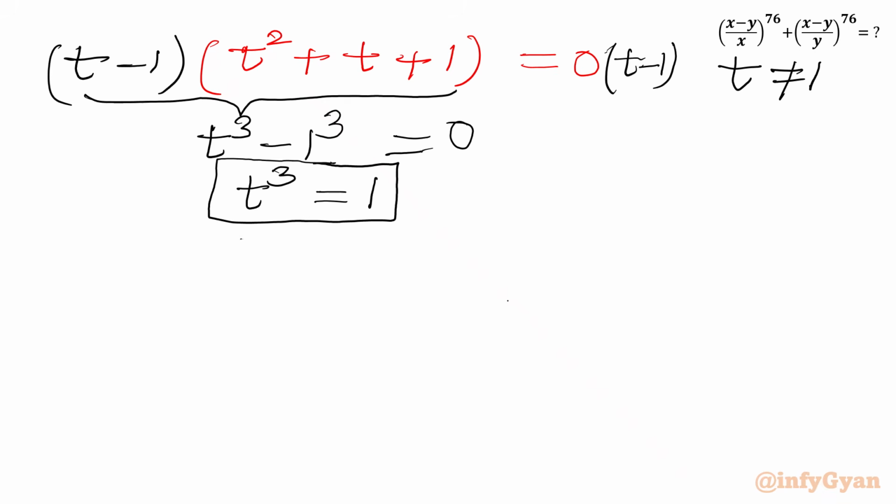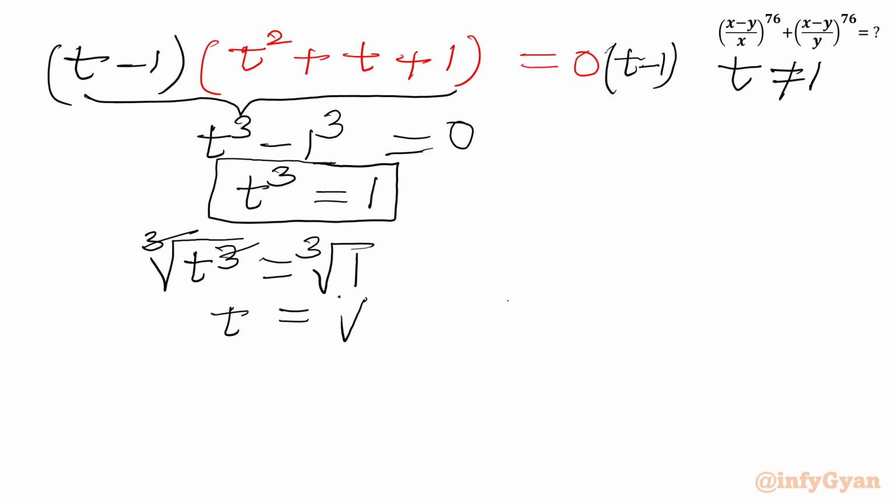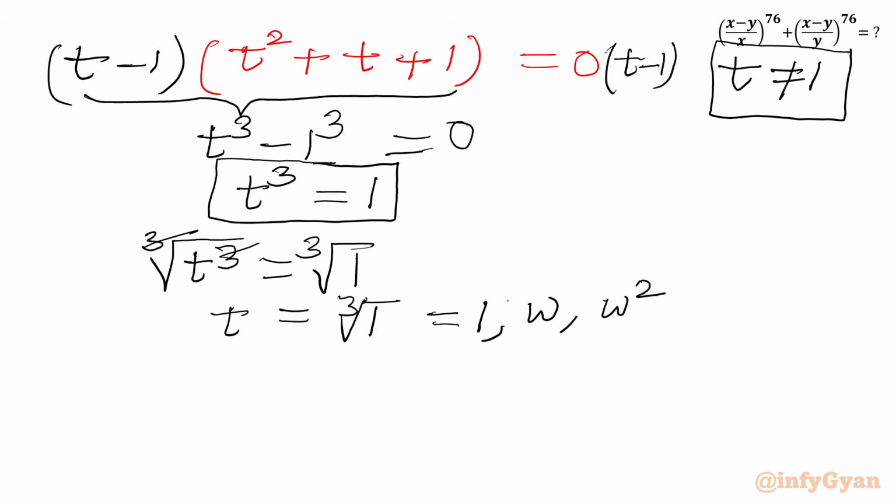Now I will consider cube root both sides. So cube root of t cube will be equal to cube root of 1. Cube root and cube will get over. We will get t is equal to cube root of 1, which is cube root of unity. We know that there are three cube roots of unity, 1, omega and omega square. Here we have t cannot be 1. So we will reject t equal to 1. Now we have to consider t equal to omega and t equal to omega square.